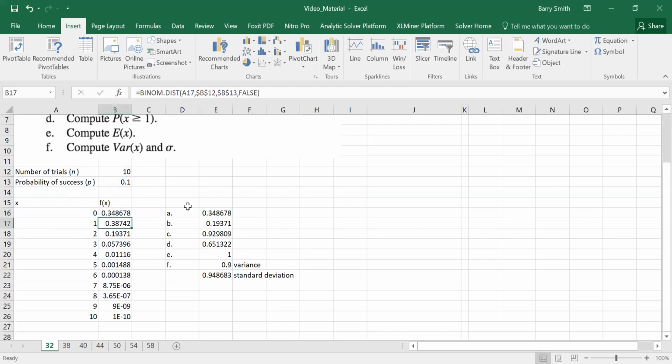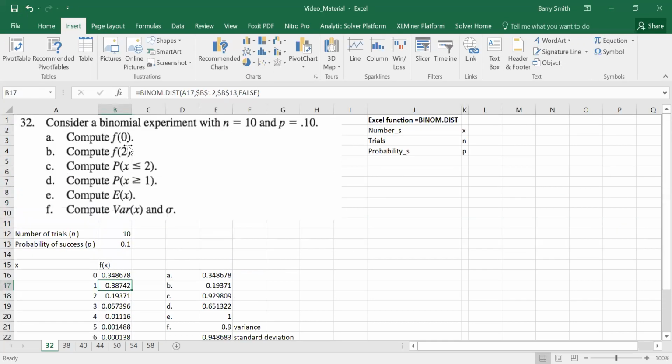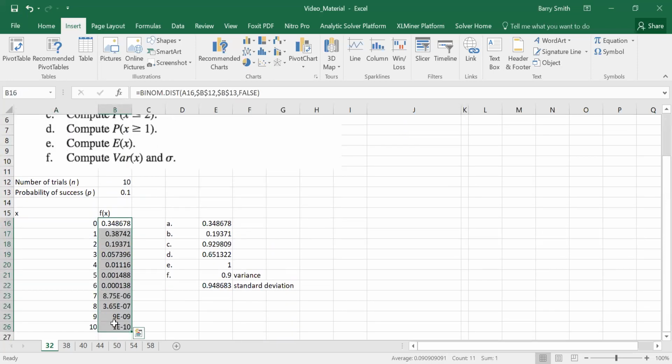So we hit enter. And f of 0, well, that's just going to be the first one. What I did was, like I said, I typed in 0 through 10, and then I did that first one. And I made sure to put the dollar signs on the B and the 12 and the B and the 13. Then all I had to do was copy down. I just hit Control D, and it copied it down. Every time it moves down one, it moves up one on the A16, to 17, 18, 19, and it's just taking that number right beside it and using that as the x value to calculate the value here.